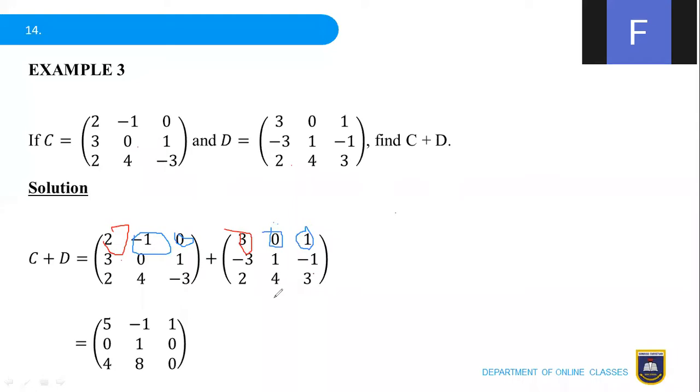We come to the second row. We are going to be adding their corresponding components. So this 3 will add up to the negative 3 here, and that gives you 0. This 0 will also add up to the 1, and that will give you 1. The 1 will add up to negative 1, that gives you 0. Then the third row, the 2 corresponds to this 2. So if you add the 2 together, it gives you 4. The 4 will also add up to this 4, and if you add them together, it gives you 8. Negative 3 plus 3 will also give you 0. So that is the solution to the problem.